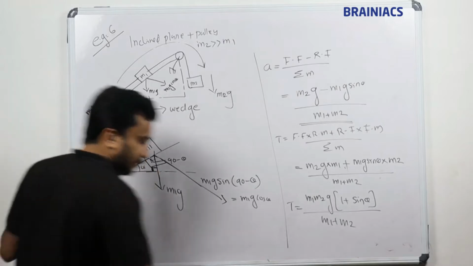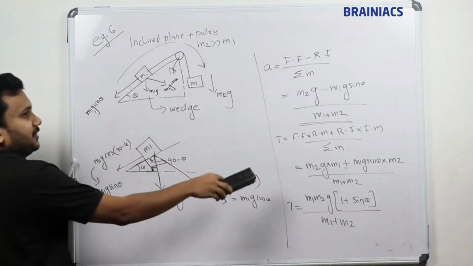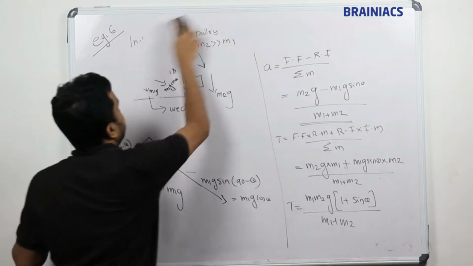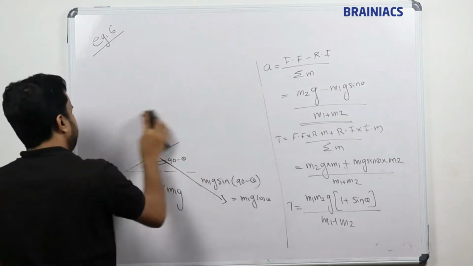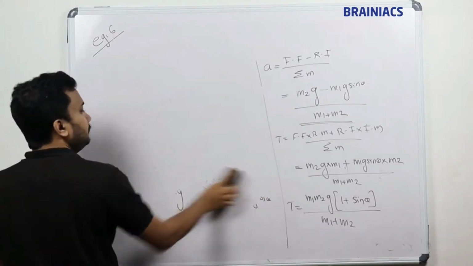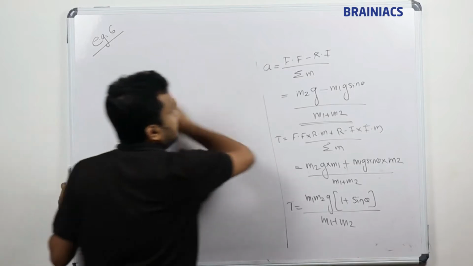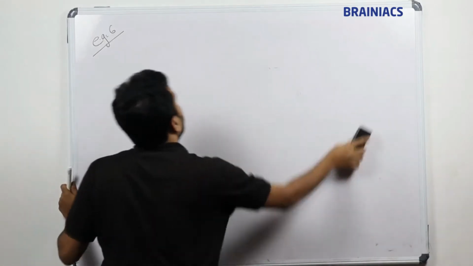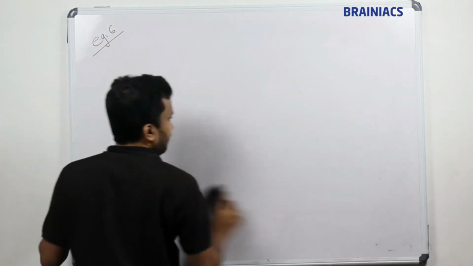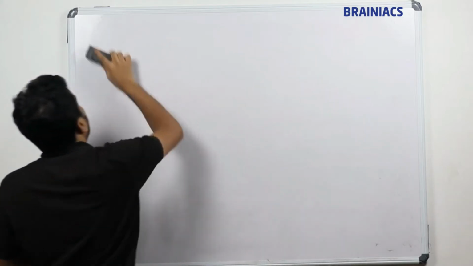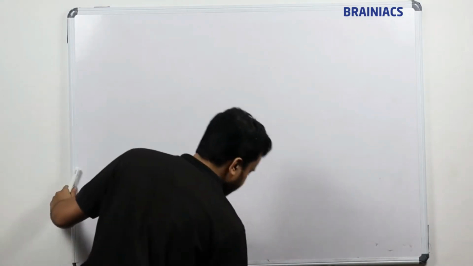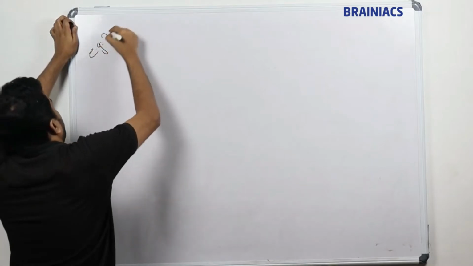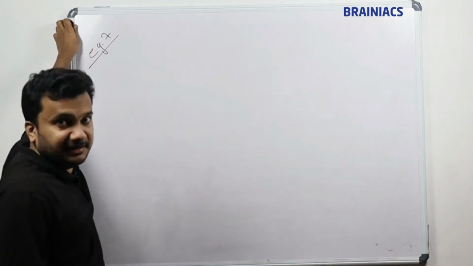We will see example number 7. Hope this is clearly understood to you. Pause the video, complete the notebook. Example number 7. Class note is very important, okay? With the class note, you can crack the examinations. Without class note, difficult.